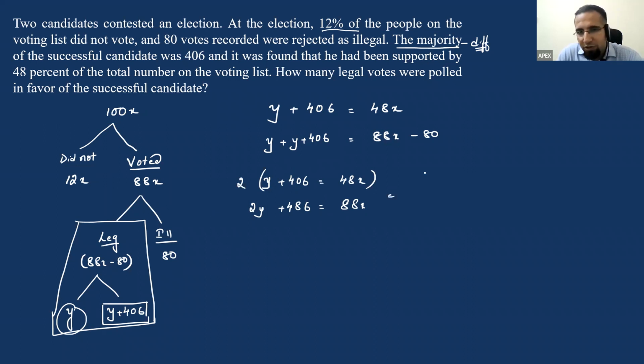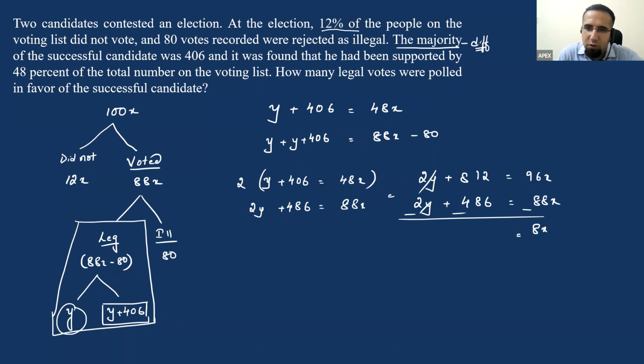when I multiply by 2, my equations would look like this. 2Y plus 2 6s are 12 and 2 4s are 8, which is equal to 96x. And similarly, you have 2Y plus 486 is equal to 88x. So minus and a minus, Y gets cancelled. So we have 8x, which is equal to, going in reverse, 486 plus 6 is 492, 492 plus 20 is 512, plus 300 is 812. So this becomes 326 as the value of 8x.